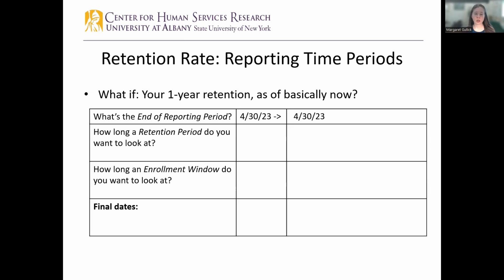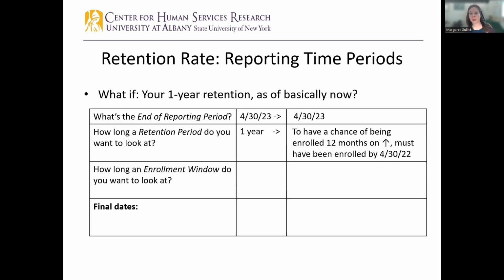So the end of the reporting period is April 30th. How long a retention period do we want to look at? Well, we've just said 1 year. All right. 1 year before April 30th, 2023 is April 30th, 2022. To have a chance of having been enrolled for 12 months as of April 30th, 2023, you need to have been enrolled and had a first home visit by April 30th, 2022, a year earlier. If you enrolled on the last day of the period, you need to have a chance of being retained for the full time.